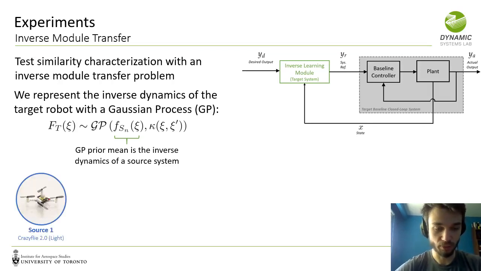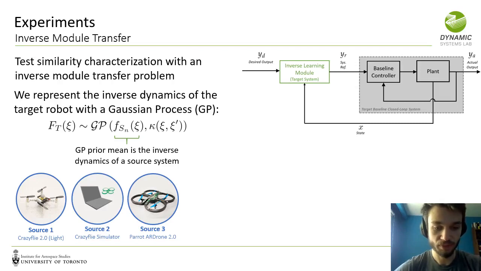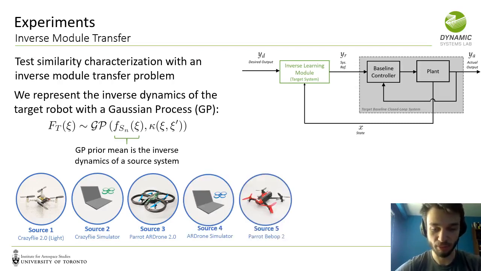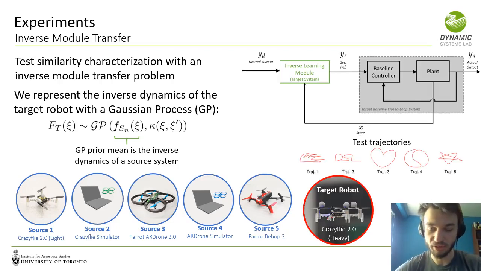In our experiments, we have 5 source systems. First is the Crazyflie 2.0 quadrotor, then the Crazyflie simulator, the Parrot AR-Drone quadrotor, the AR-Drone simulator, and the Parrot Bebop quadrotor. And we have 1 target quadrotor, the Crazyflie 2.0 heavy. And we demonstrate our approach tracking hand-drawn test trajectories, such as the ones shown here on the right.